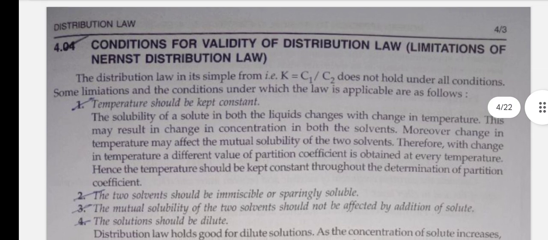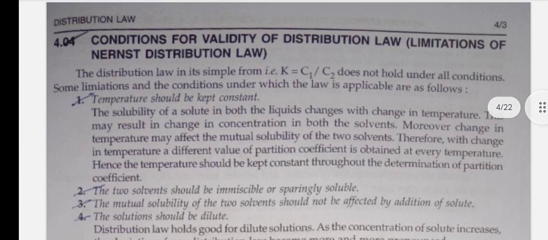Conditions for validity of distribution law. Limitations of Nernst distribution law. The distribution law in its simple form, K is equal to C1 upon C2, does not hold under all conditions. Some limitations and the conditions under which the law is applicable are as follows. Temperature should be kept constant. The solubility of a solute in both the liquids changes with change in temperature.